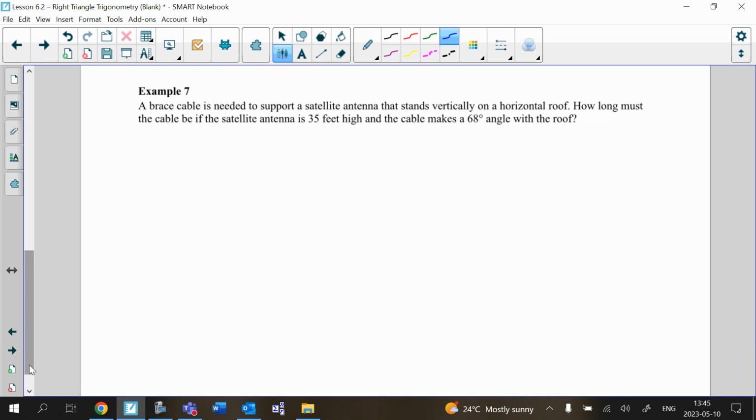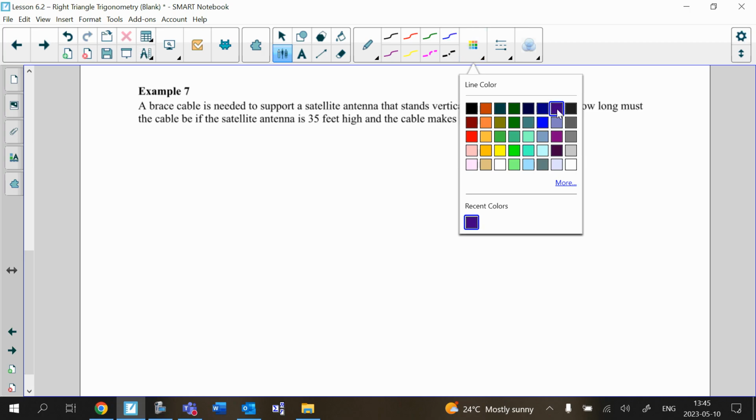Anyone know what a brace cable is? Isn't that when you put a cover over your house for the TV? Okay, yeah, well that's the antenna. A brace cable would be like this. What it does is it keeps the antenna straight. Yeah, you're right. So in this example, we actually have to draw the situation before we can do the math to answer it.